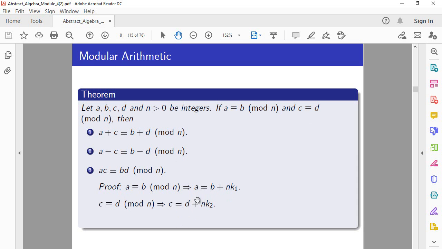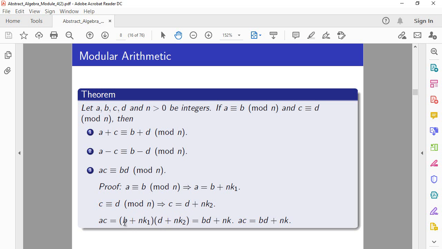So now in these two equations, we're going to multiply ac. So a times c would be the product of these two right hand sides. So ac would be (b plus nk1) times (d plus nk2). And if we multiply out here, notice that I'm going to get bd, and then all the other terms will be a multiple of n.